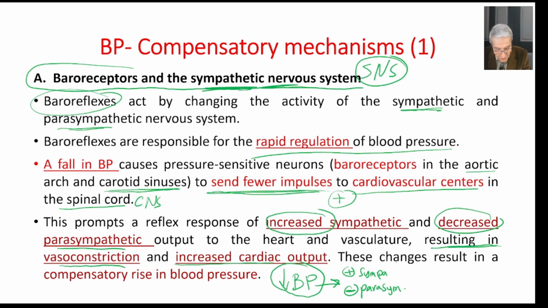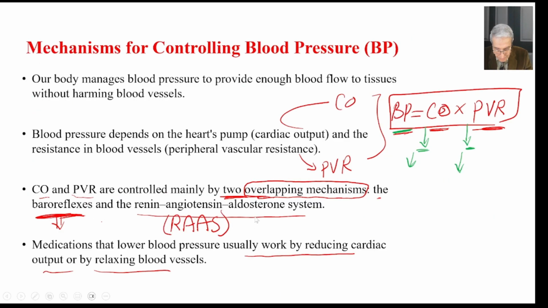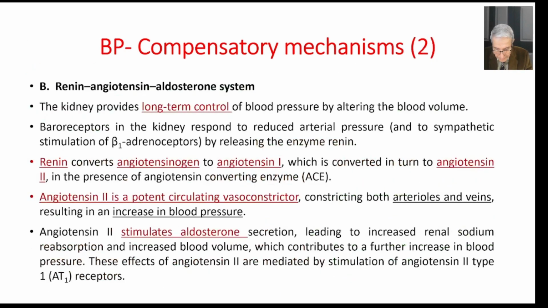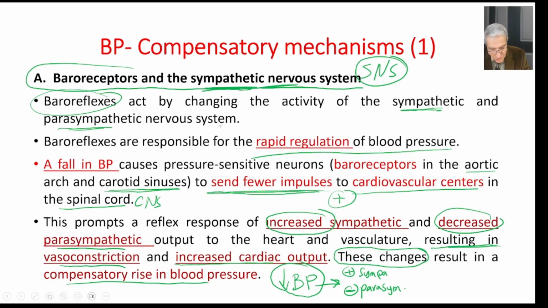Okay, therefore these changes result in a compensatory increase in blood pressure. Okay, another mechanism, the renin angiotensin aldosterone system. We call this one RAS. The kidney provides long-term control. So I will go back to the slide here.